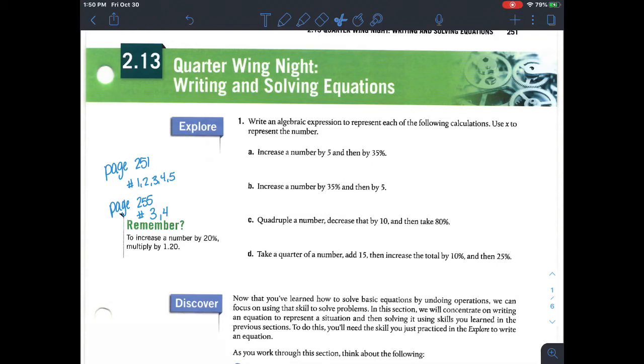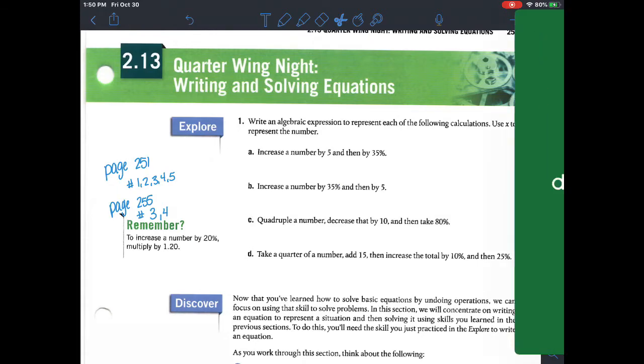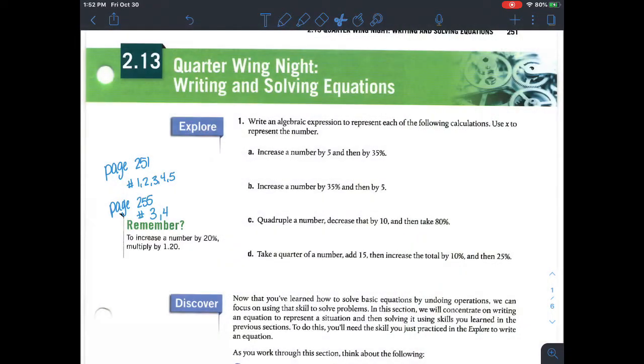So we're on 213. The last couple of lessons that we've done have been, in my opinion, really, really ridiculously easy. And now this next one, they're kind of like throwing a curveball at us, and it's a little bit more difficult. So starting with number 1, write an algebraic expression to represent each of the following calculations. We're going to use x to represent just some arbitrary number.